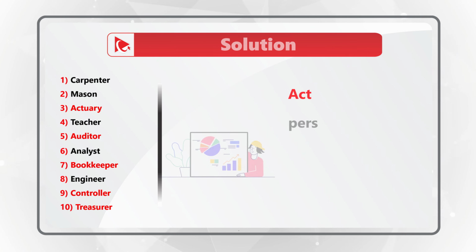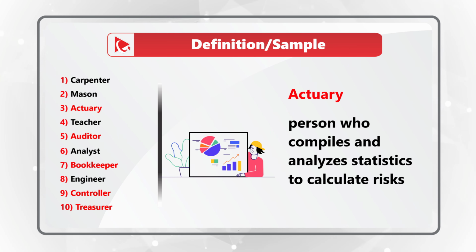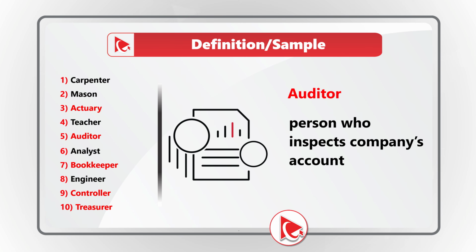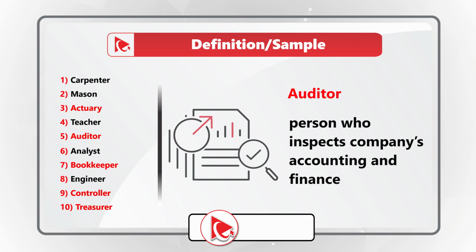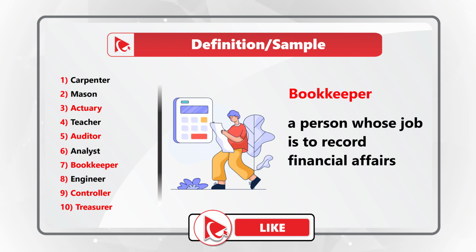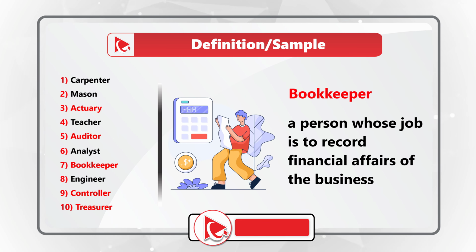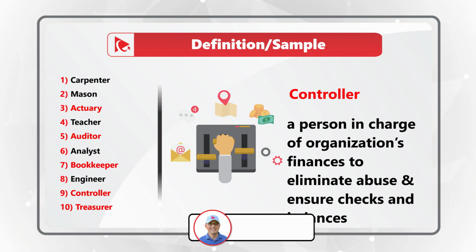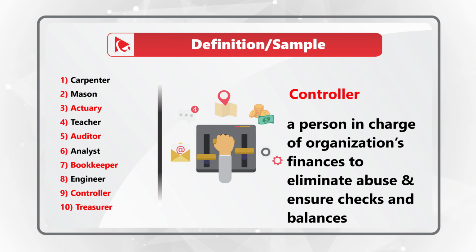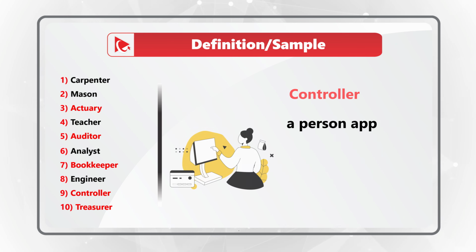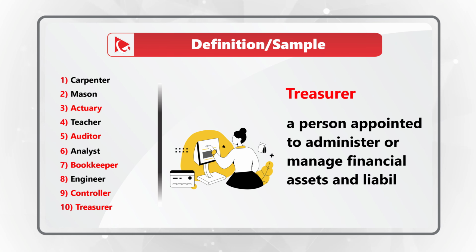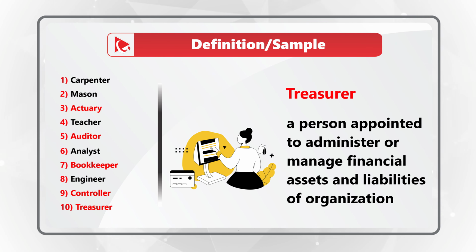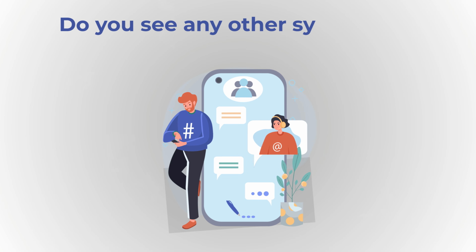For example, actuary is a person who compiles and analyzes statistics to calculate risks for the organization. Auditor is the person who inspects companies' accounting and finance. Bookkeeper is a person whose job is to record financial affairs of the business. Controller is the person in charge of organization's finances to eliminate abuse and ensure systems of checks and balances. And finally, the treasurer is the person who is appointed to administer or manage financial assets and liabilities of the organization. Do you see any other words I might have missed?